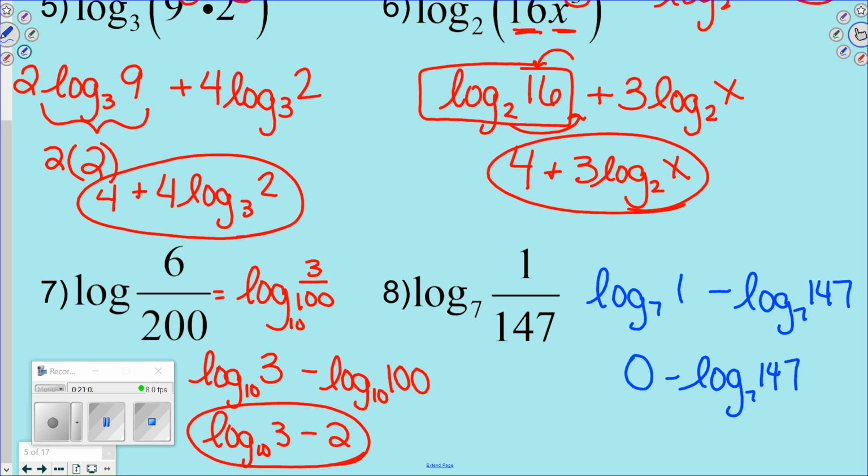Would I need the 0 there? No. If you put it there just because it makes you feel all warm and fuzzy, great. But you don't have to. Yes, the negative would still stay there. But if it makes you feel better to leave the 0, leave the 0. Yep, totally fine.